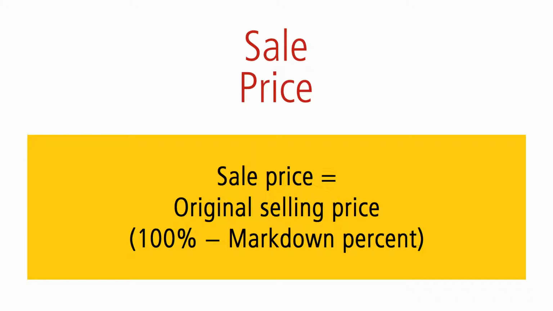In markdown calculations, the original selling price is the base, or 100%. After a markdown is subtracted from that price, the new price represents 100% minus markdown percent of the original price. For example, if a chair is marked down 30%, the sales price would be 70%. That's 100% minus 30% of the original price. To find the new sale price after a markdown, we use the familiar percentage formula: portion equals rate times base, where the selling price is the portion, the original price is the base, and 100% minus markdown percent is the rate. So our sale price equals original selling price times 100% minus markdown percent.